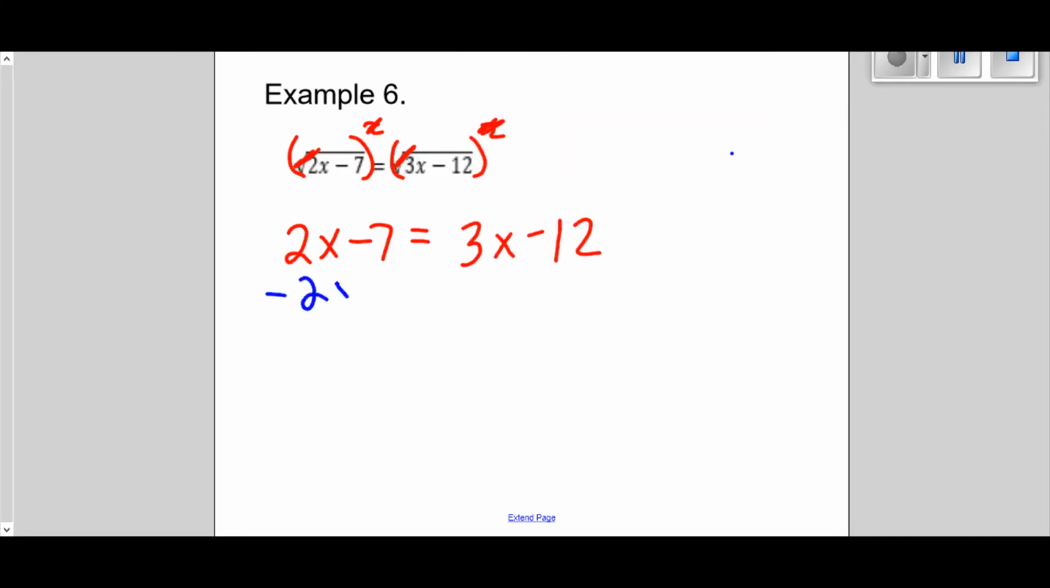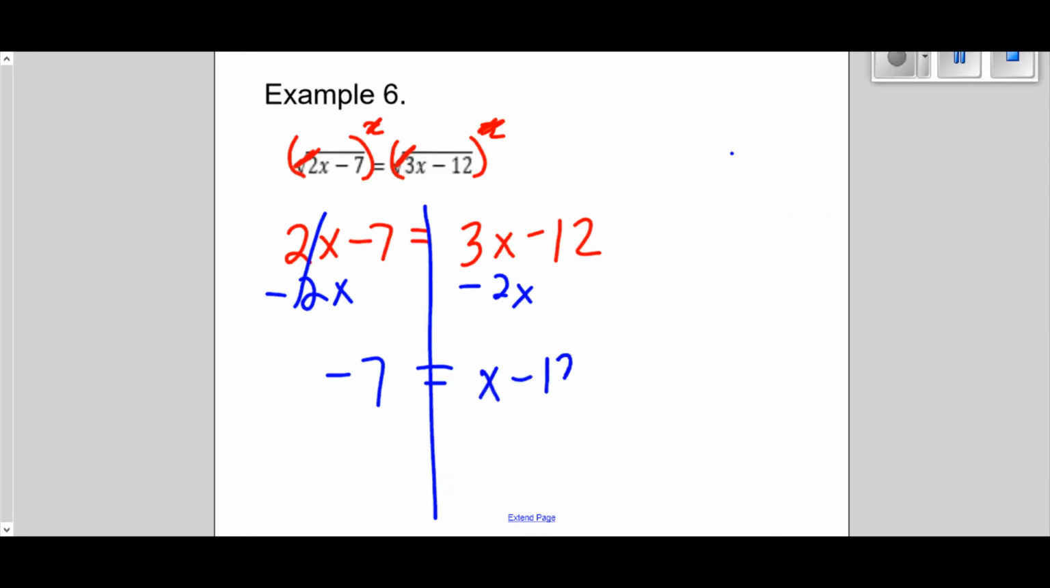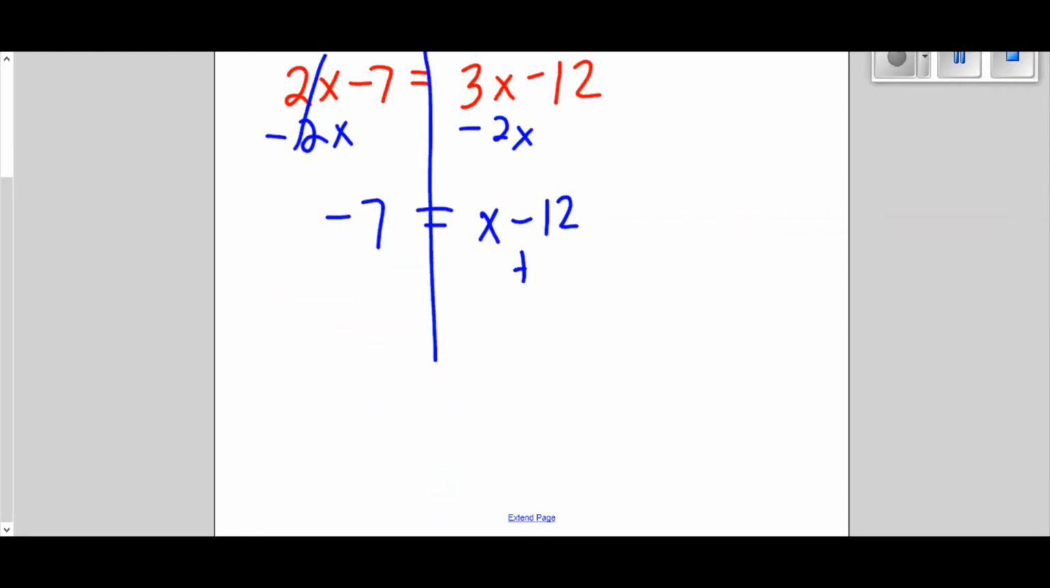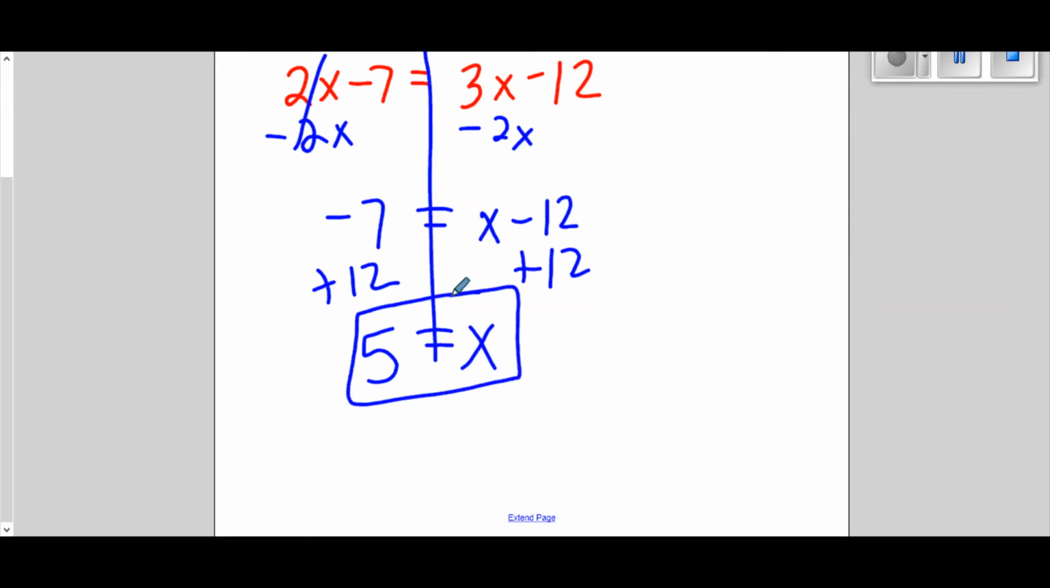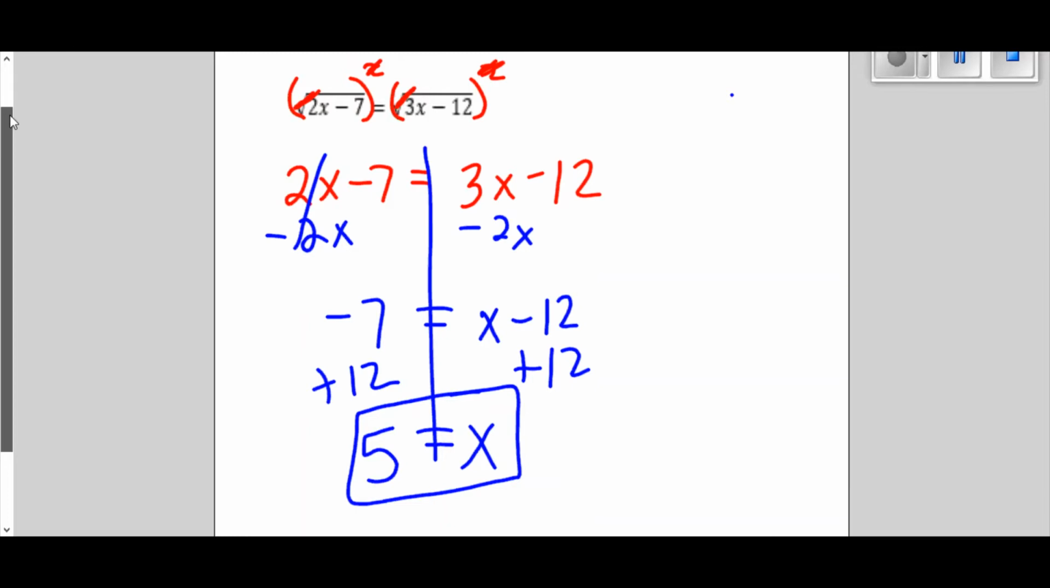So we'll subtract 2x from both sides. So here's my line. So those cancel. So I get negative 7 equals x minus 12. Then add 12 to both sides of the equation. So you get x equals 5 for your answer there. And again, here you would check just to make sure that your equation is true.